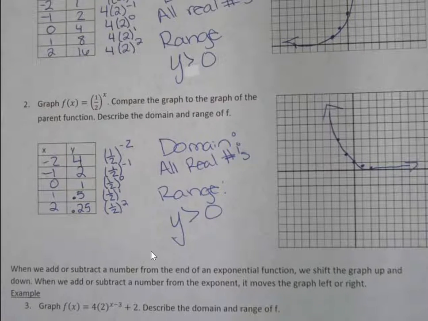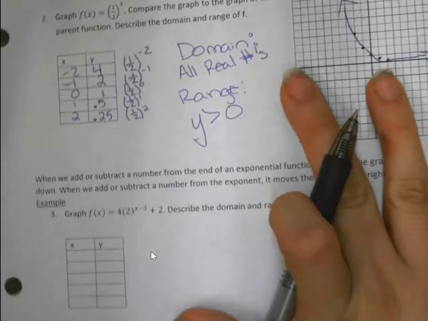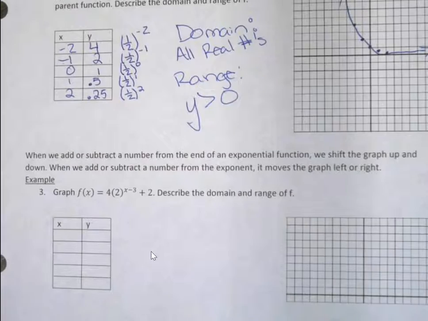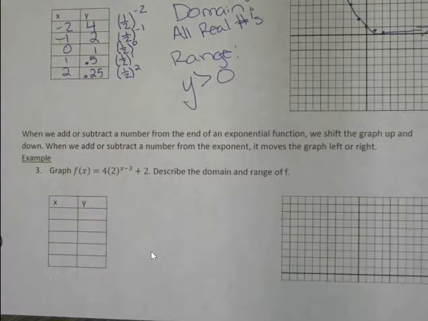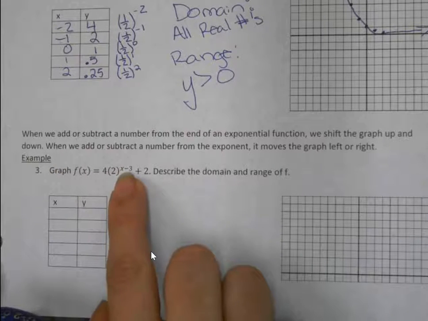Questions on 1 or 2? So moving on to number 3. This one, the equation looks a little bit different. What's different about it? It has something else there in the exponent, and then it also has a number at the end.